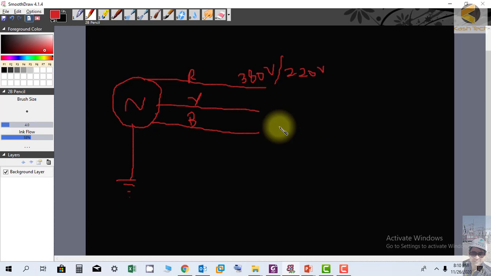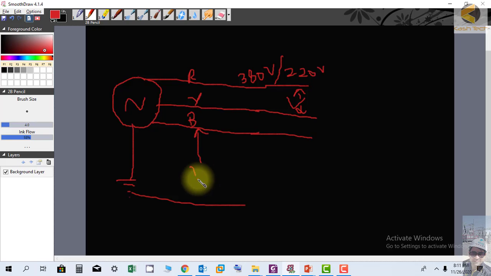So what are here the line to line voltages? If you take a voltmeter, if you measure the voltages between any two phases, these are called line to line voltages. And if you measure a voltage between any phase with respect to ground, it's called a phase voltage or phase to ground voltage. Okay, this is the phase voltage and this is the line voltage.